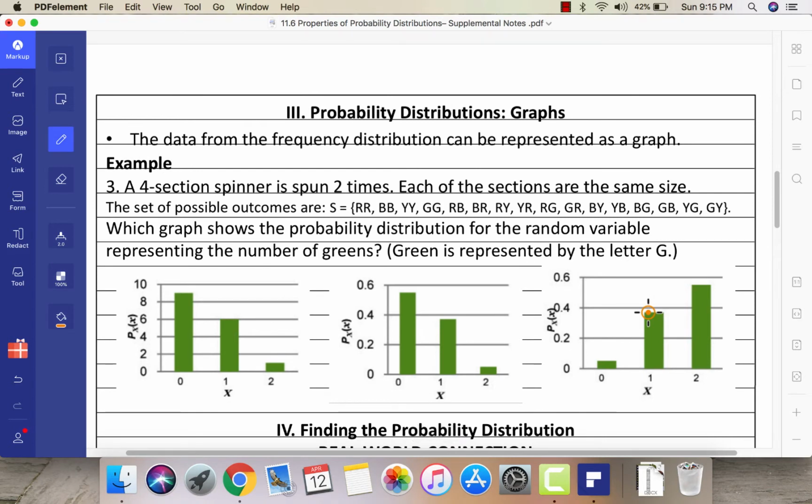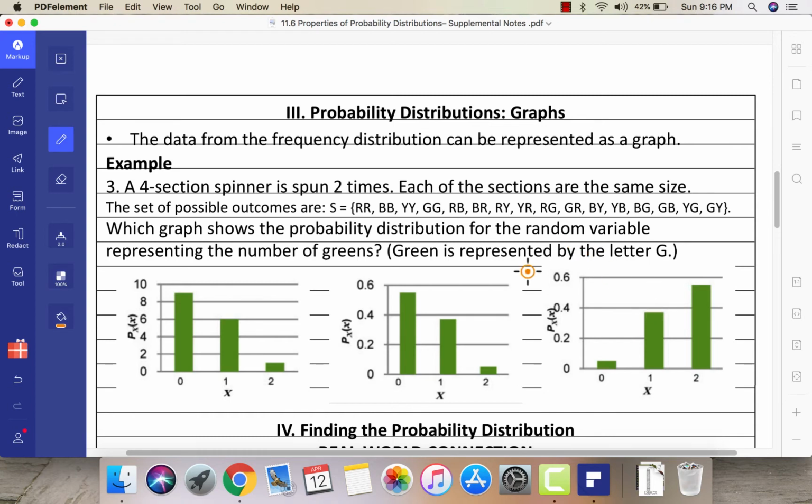Okay. Probability distribution with graphs. Just like our frequency tables, a frequency distribution can be represented as a graph. So a 4-section spinner is spun twice, just like in the previous example. Each of the sections are the same size, so again, this is fair. The set of possible outcomes are in the list below. Which graph shows the probability distribution of the random variable representing greens? Okay, so G is the letter for green.